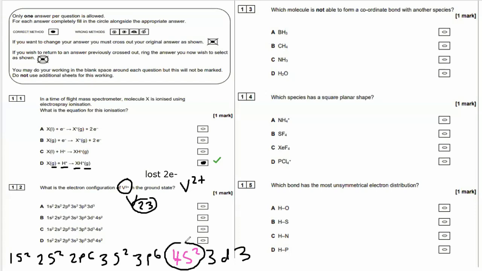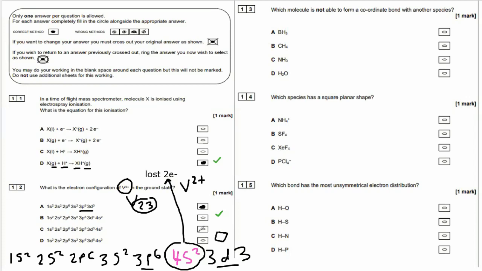Okay. Moving on, guys. Question 13. Yeah, I was going to do some orbital stuff there, but forget it.